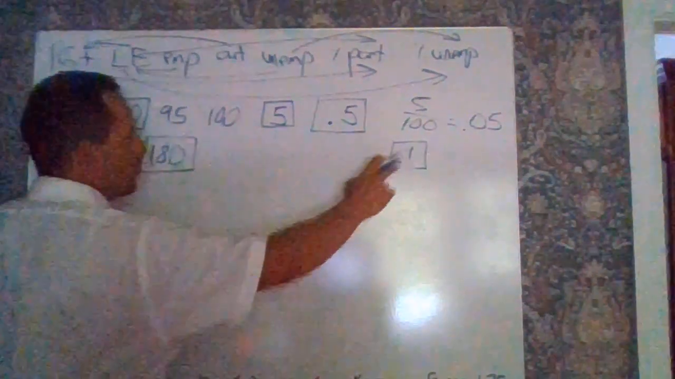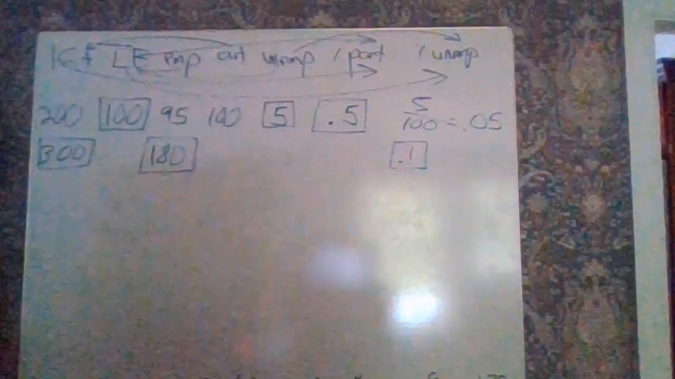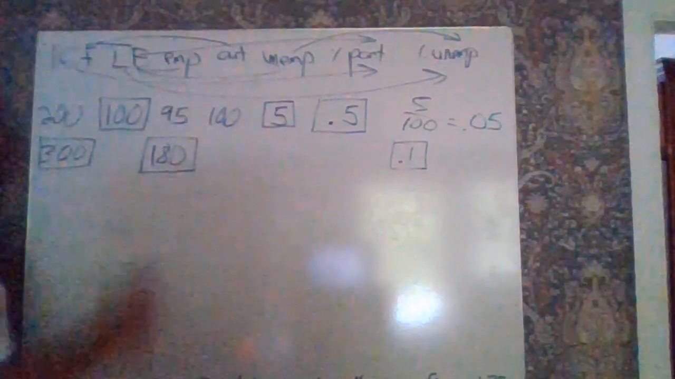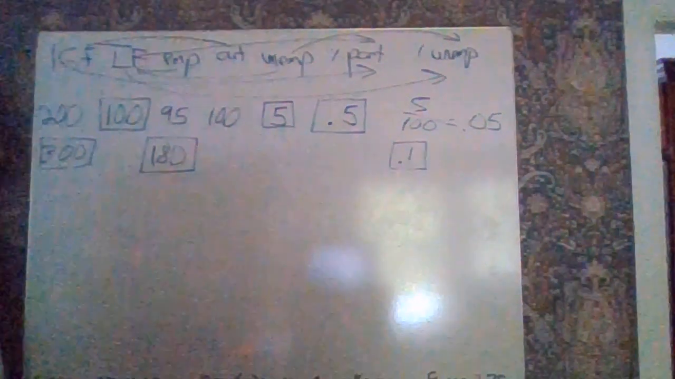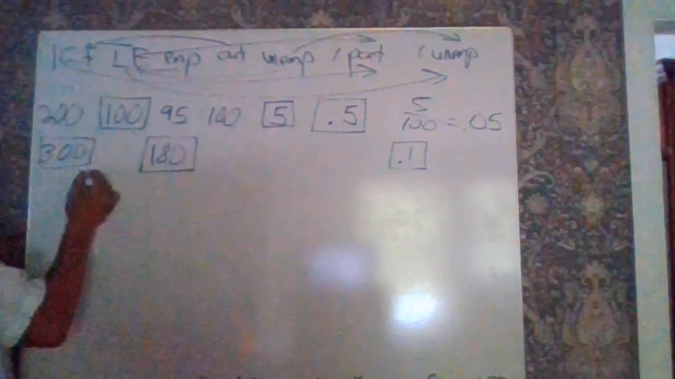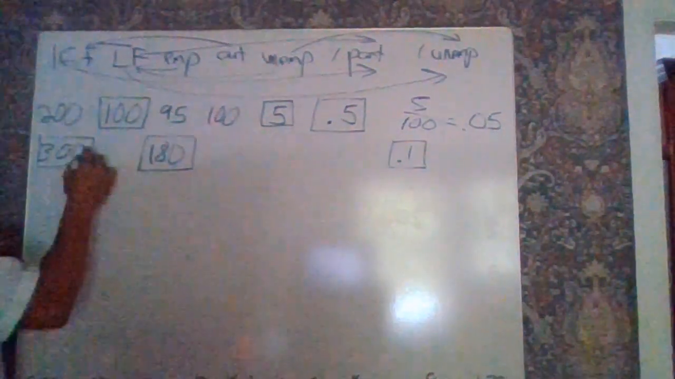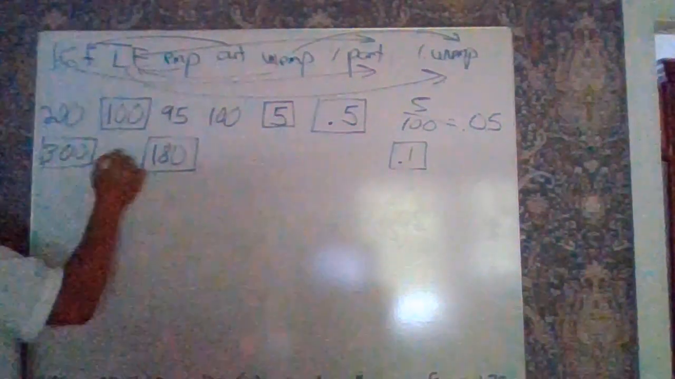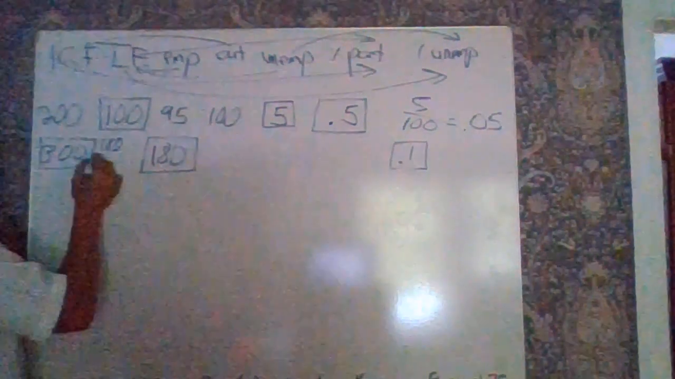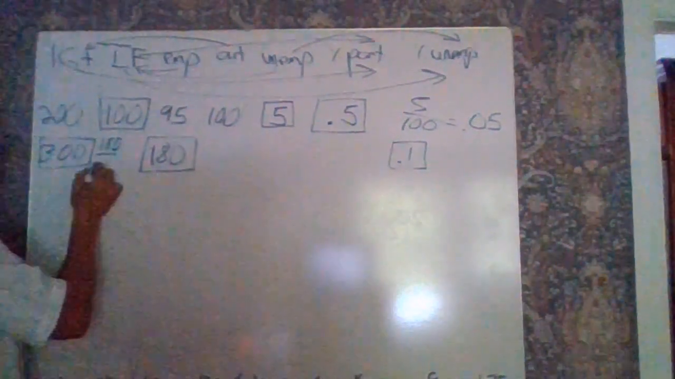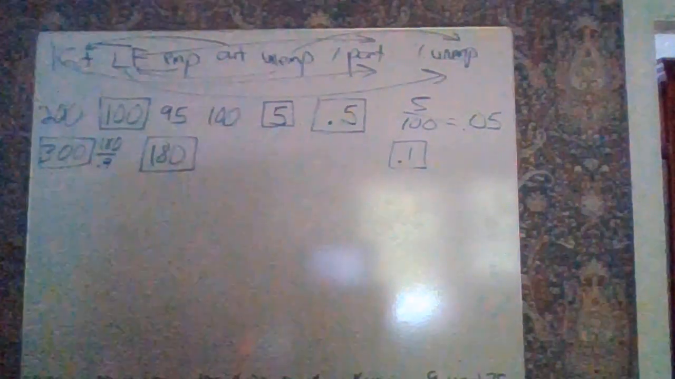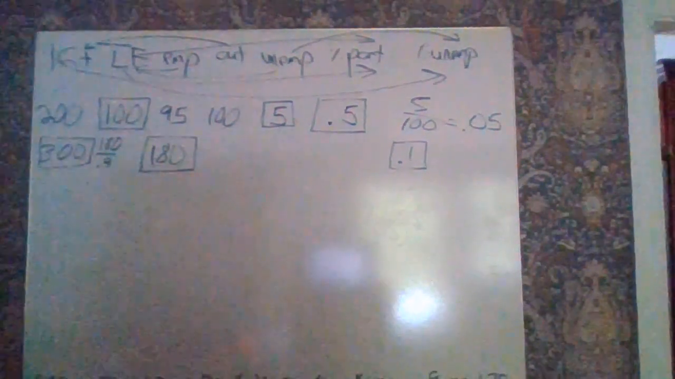The unemployment percent is 0.1. So if the unemployment percent is 0.1, we know the employed constitute 90% of the labor force. So here's what we know: the labor force is 180 over 0.9.